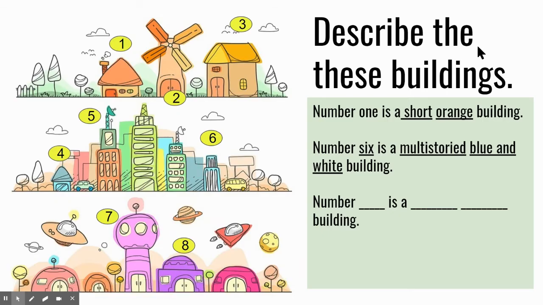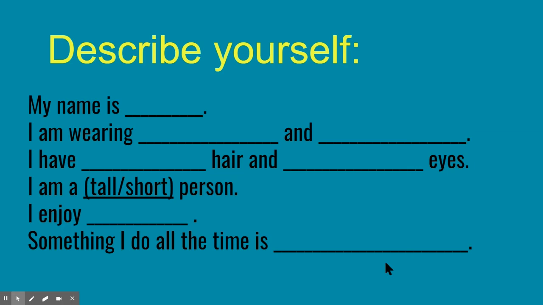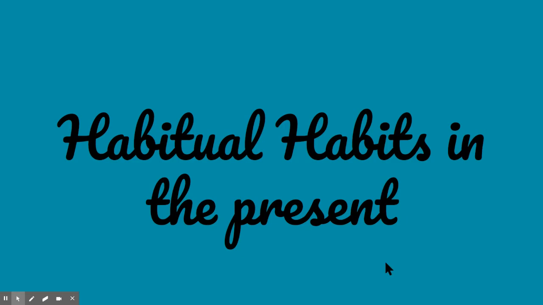So we're going to use tall or short, multi-storied, and colors to talk about these different buildings. So we might say, well, number 1 is a short orange building, right? And then we might say number 6 is a multi-storied blue and white building, right? So you pick a number and tell us what type of building that is. Focus on tall or short. That's what they want us to cover. And then let's put it all together, and please write a paragraph about yourself, right? Just fill in the blanks here, and we can share those in our quiz this week.